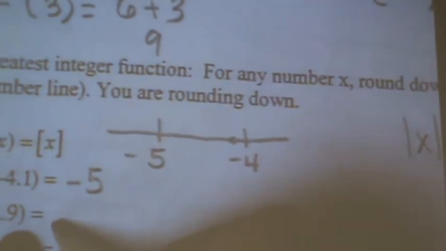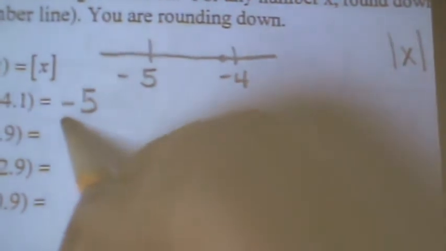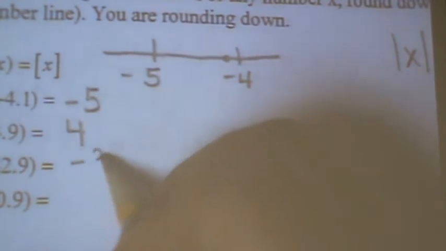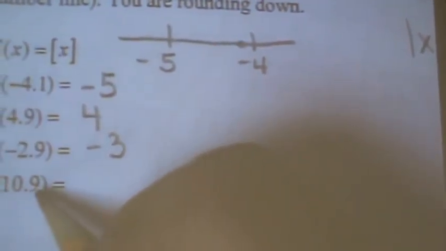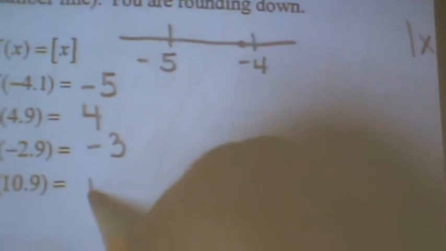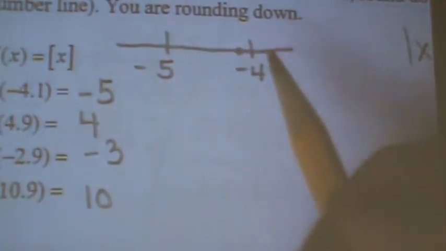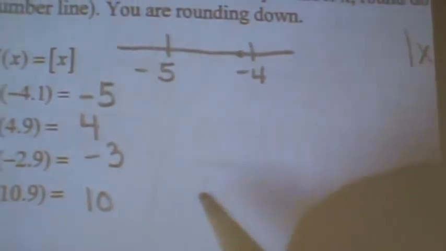What if I had 4.9? 4 is correct. You're going to go to the left. What about negative 2.9? Negative 3. What about 10.9999999999999? 10. So greatest integer, you're going to see a letter X in a box. You round down, go to the left. A lot of people think it's rounding. It's not rounding. You're rounding down is what you're doing.